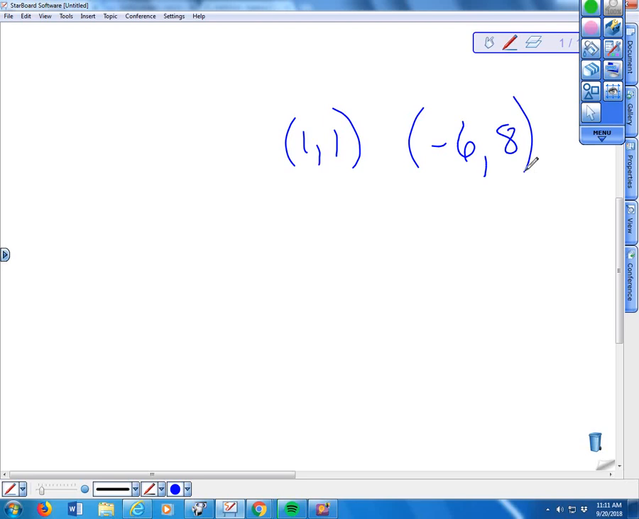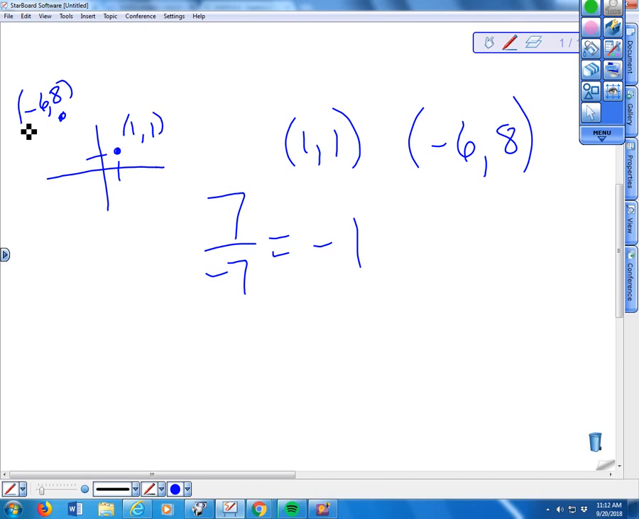What do I need to do to make an equation of this line? Find your slope. Okay. y2 minus y1 over x2 minus x1. There's my slope. Right? If I wanted to do the triangle method, there's 1 point, negative 6, 8 is the other.